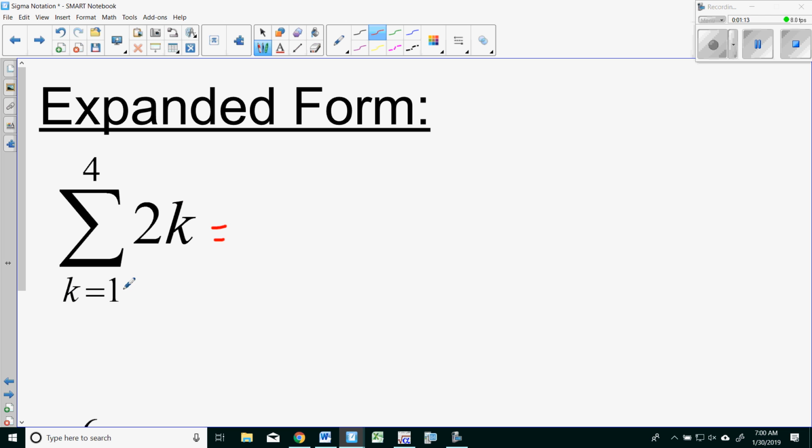So if you remember, you start at the bottom number, which is 1, and you put 1 in for k, and you get 2, plus you put 2 in for k, which is 4, plus put 3 in for k is 6, plus put 4 into k is 8. And that is our expanded form.